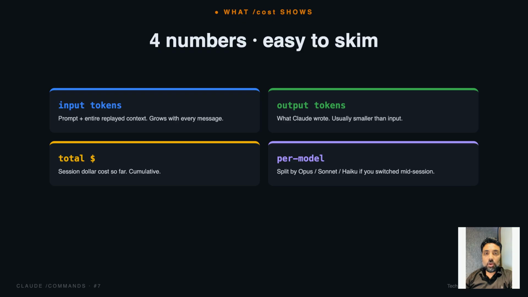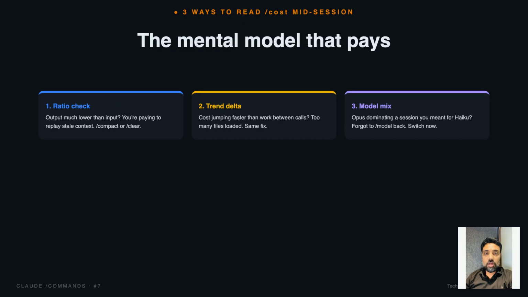3 ways to read the output when you're mid-session. 1, is the ratio wrong? If your output tokens are much lower than your input tokens, you're paying for context Claude is rereading but not really using. Consider /compact to condense. Consider /clear to reset if the context is stale. 2, is the trend accelerating?